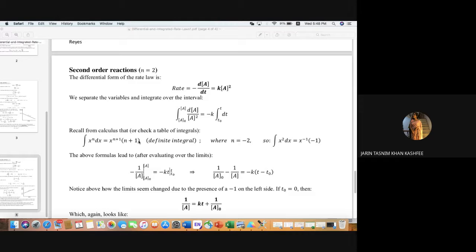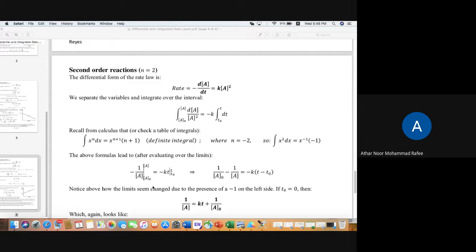So we get x squared dx. Then minus 2 plus 1 will be minus 1, and here will be minus 1 as well, right? So if we multiply this with minus 1, then we'll get minus x to the power minus 1, right? That means minus 1 by x, right? Yes, sir. So here we get something like this. And then we'll put the limit. Is it clear? Yes, sir.